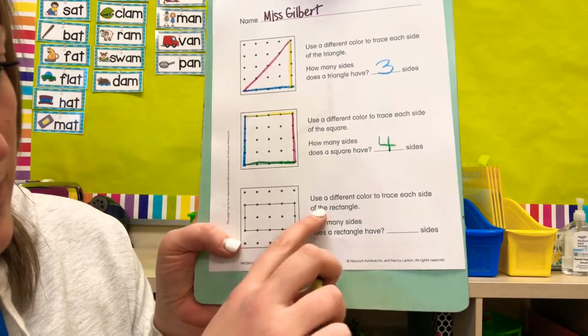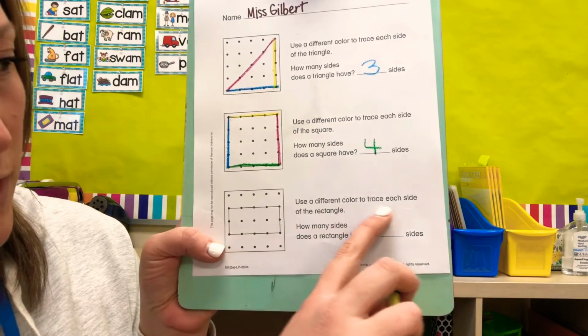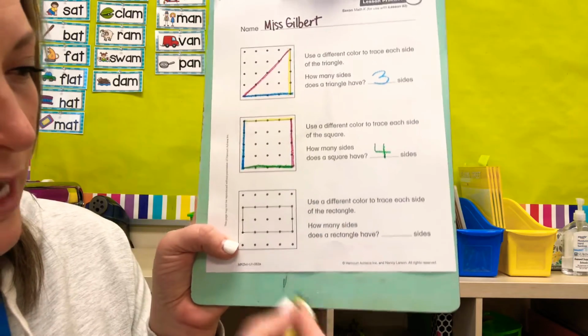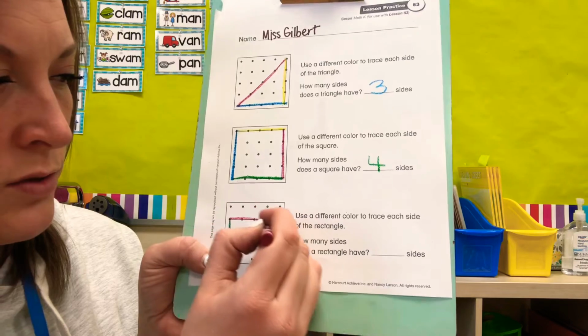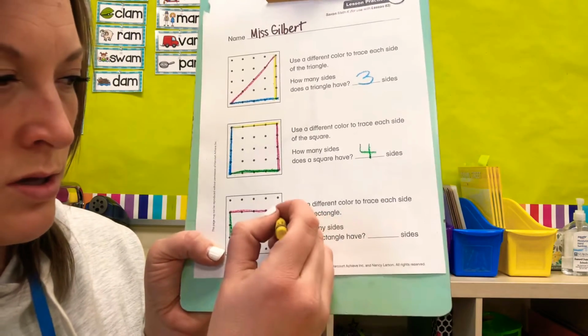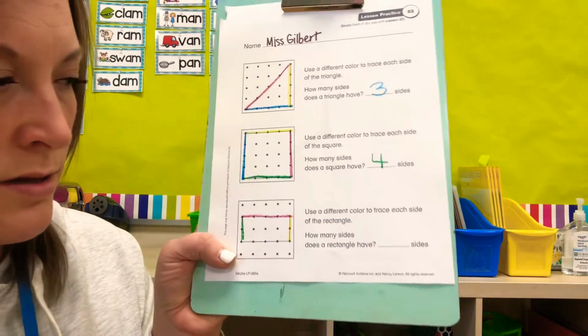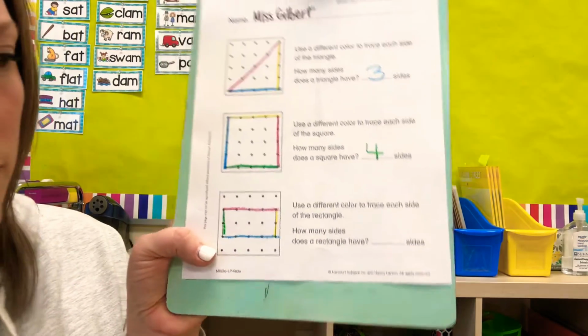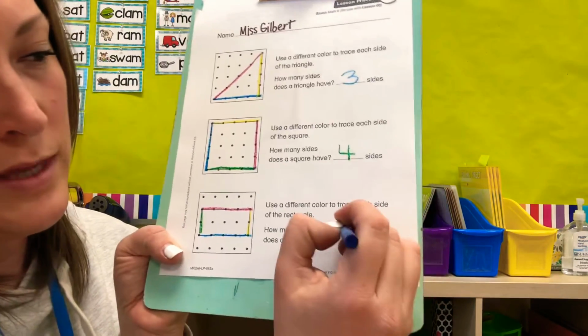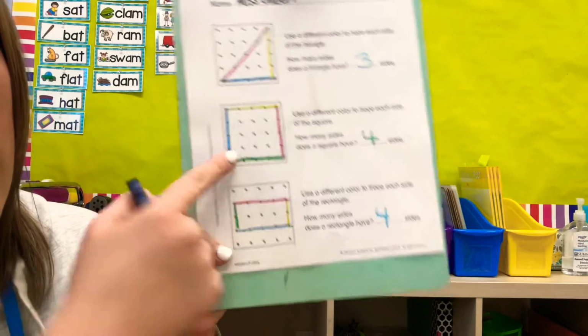Last one is the same thing, but we're going to do it with a rectangle. Use a different color crayon to trace each side of the rectangle. 1, 2, 3, 4. How many sides does a rectangle have? 4. What's the difference between a square and a rectangle?